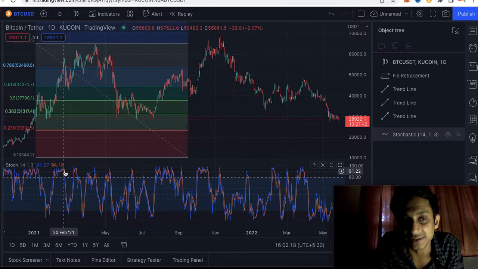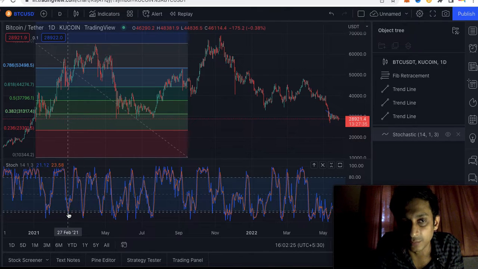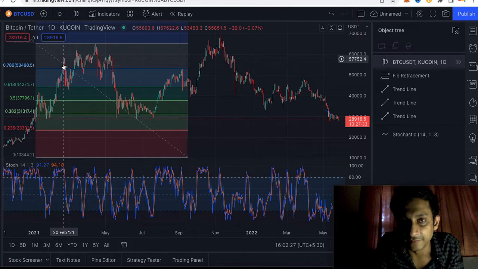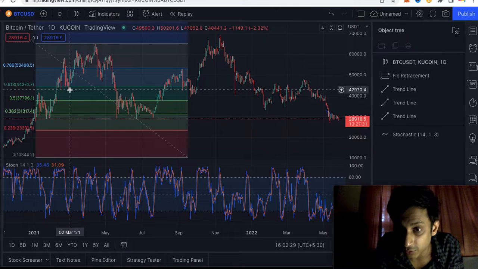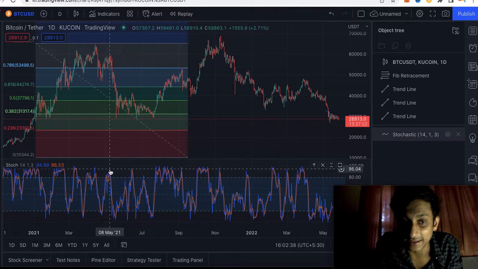Similarly, at the uptrend, as you can see, at the peak, probably somebody can sell. As the stochastic starts to fall down, again, it cooled off a little bit. So from $57,000 to $42,000. That's a pretty big sum of amount, approximately 30%. Similarly, it keeps on happening over and over. But then at a certain point of time, the trend reverses.